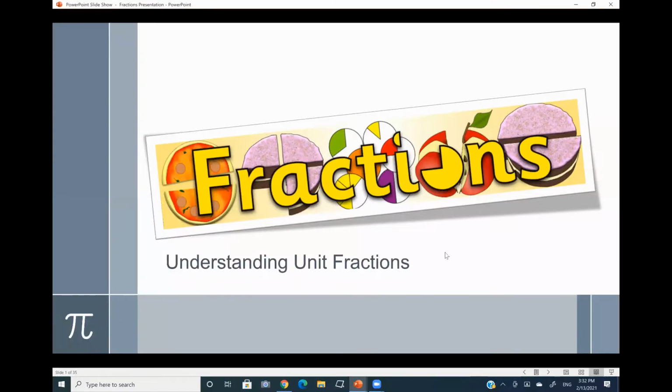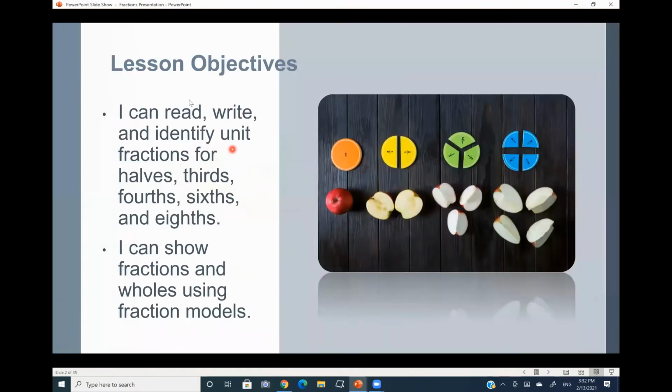Hello class, welcome back. Today we're going to be learning about fractions and how to understand unit fractions. Our lesson objectives are: I can read, write, and identify unit fractions for halves, thirds, fourths, sixths, and eighths. And I can show fractions and wholes using fraction models.